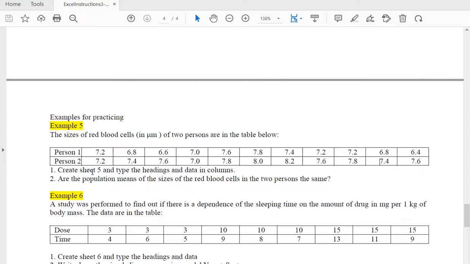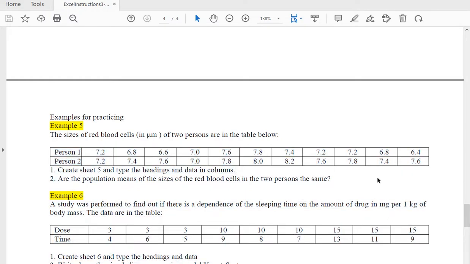We've literally done this question already. Don't get confused by this word right here: are the population means of the size? It doesn't really matter, because it ends up being: are the population means of the size of red blood cells in the 2 persons the same? We're comparing the 2 persons. We're not saying that the 2 persons are from the population of 7.2. In that case, it would be compare person 1 to 7.2, compare person 2 to 7.2, so that would be 2 different one-sample t-tests. This is a two-sample t-test because we're comparing whether person 1 is the same as person 2 in terms of their means.